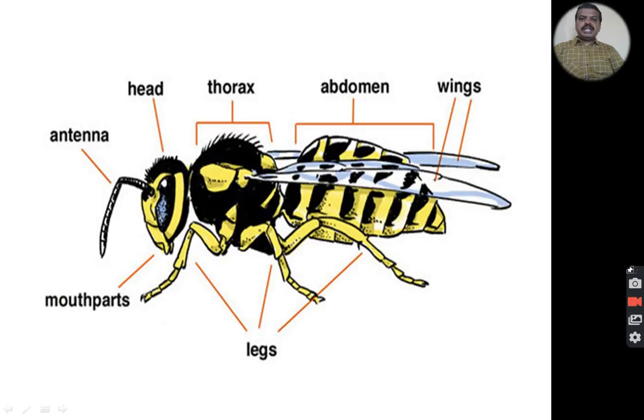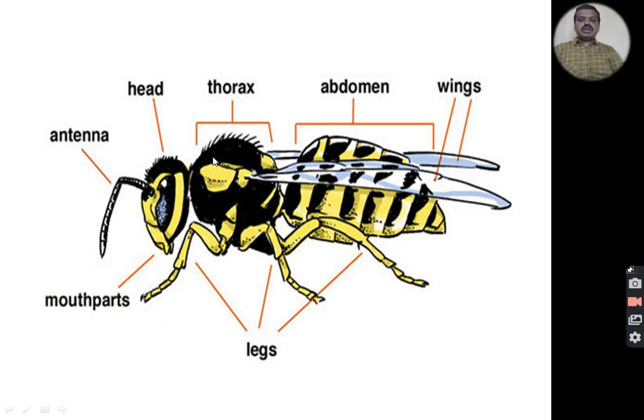So this slide shows a typical insect, showing the different parts where you can see the head, thorax and abdomen. In the head you can see a pair of compound eyes. Since it is a lateral view, you can see one compound eye, and the antenna. The mouth parts are present here, and this is a head capsule. There are 6 fused segments, fused to form a complete head capsule.